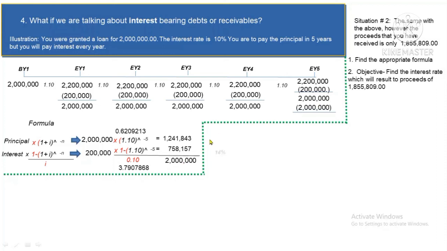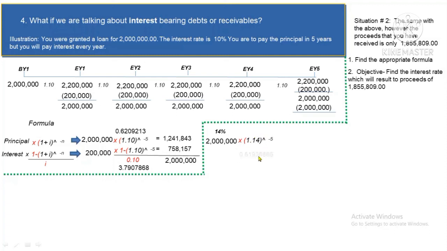Say for example 14%. But before we do that, I'll say this again to remind you that the rate and the present value has an inverse relationship. So if you want to decrease the present value, then increase the rate, just like in this case. Now, let's substitute the 14% in the appropriate formulas. So we have 2 million times 1.14 raised to the power of negative 5.